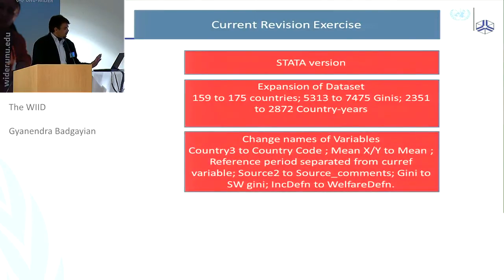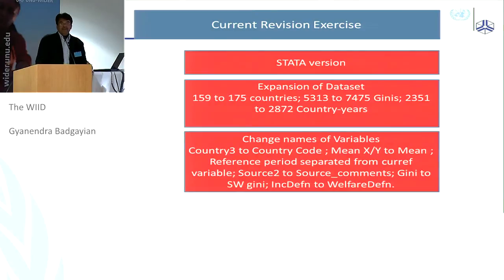And then we are proposing, and this is still, of course, the drawing board stage, that some of the variable names we realize may not be self-explanatory in the current version of the database. For example, there's a variable called country tree. Now, what it really refers to is the three-letter ISO code of a country. So instead of calling it country tree, we can call it country code. This variable mean x, x slash y, most people I've spoken to did not find it immediately obvious what it meant. So that has been removed.